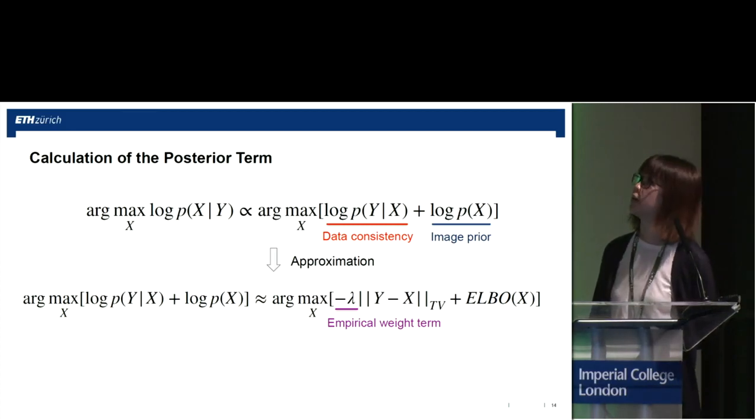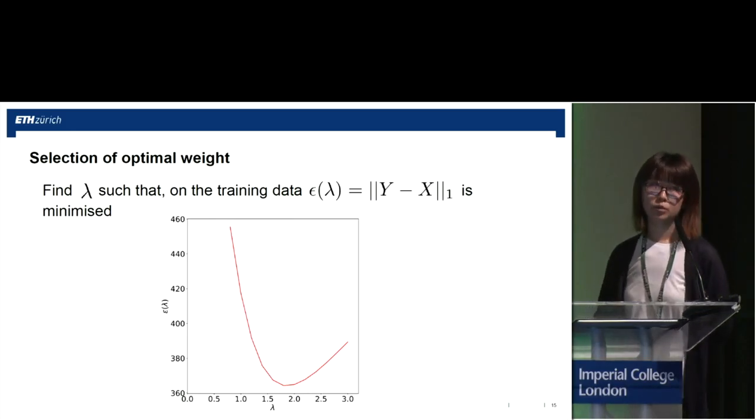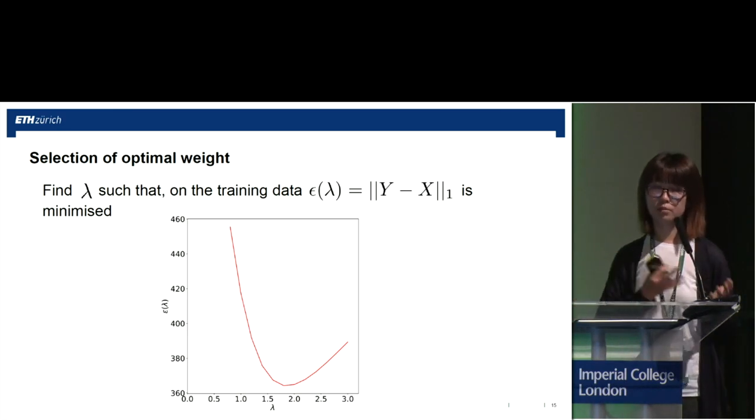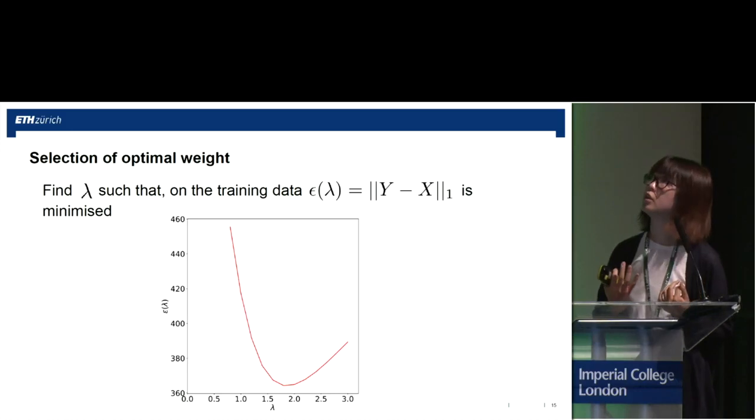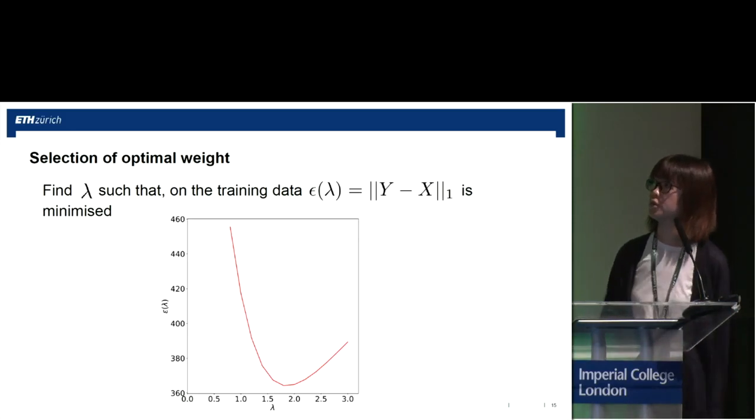Then we still need to find the empirical weight term for the data consistency. So if we perform this image restoration on the healthy images, we will expect the healthy images to change the least. So we first define the L1 distance between the input image and the restored image as the image change. And we will find a lambda such that the image restoration incurs the least image change on the healthy data. So here we use a validation set that is not a part of our training data. So the lambda can be found by generating this plot.